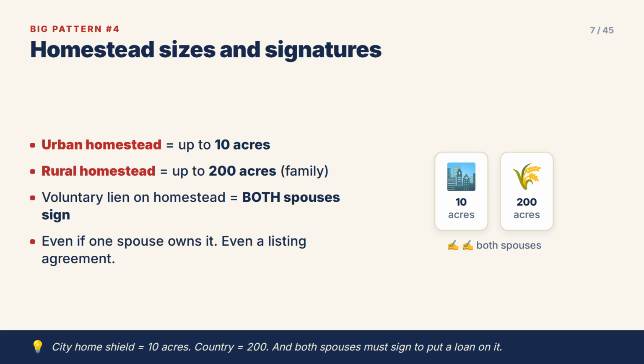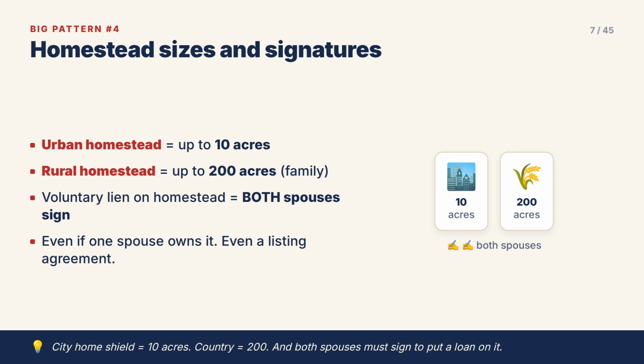2 quick homestead numbers. Urban homestead, up to 10 acres. Rural homestead, up to 200 acres for a family. And 1 signature rule that shows up everywhere. Anything that puts a voluntary lien on a homestead, like a remodeling contract, needs both spouses' signatures. Even if the house belongs to just 1 spouse, even on a listing agreement.